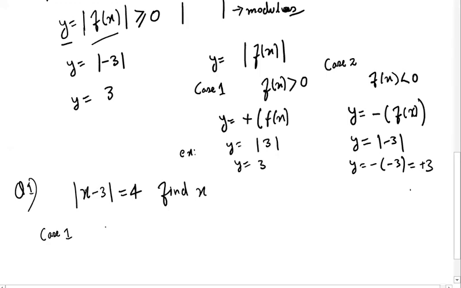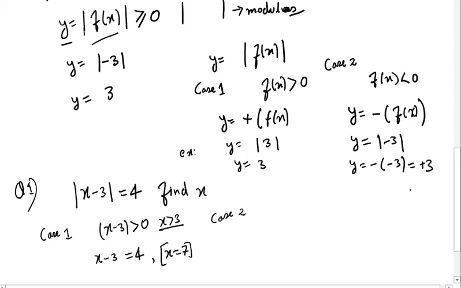Case 1 is when this is f of x, x minus 3, is greater than 0. If this is f of x and it is greater than 0, then you can just write it as it is: x minus 3 is equal to 4. Now in this case, x will be equal to 7, right everyone? And this condition is also satisfied, which is x greater than 3. Yes, x is equal to 7, which is greater than 3.